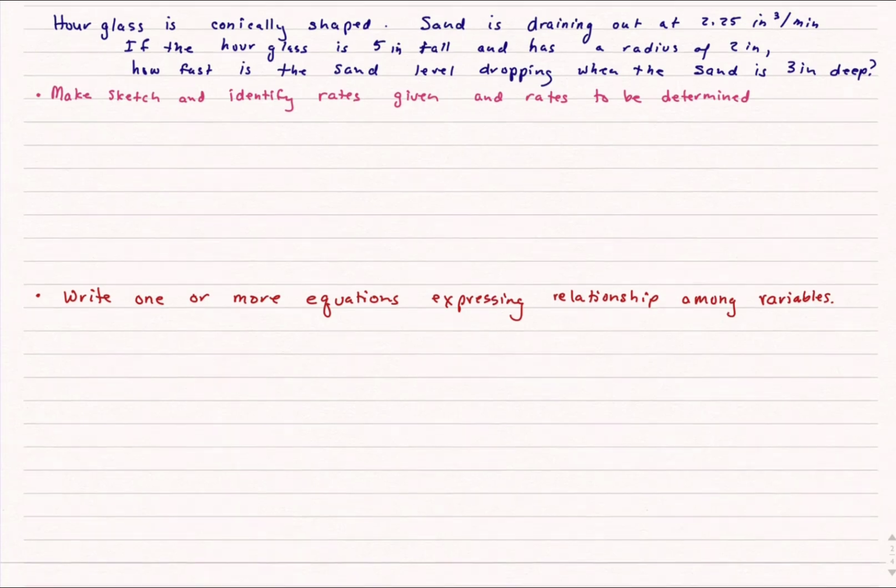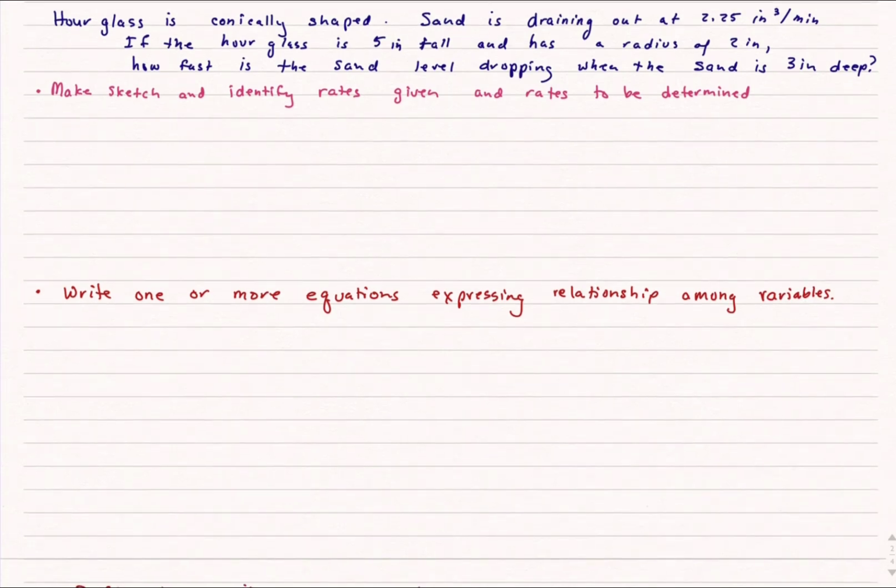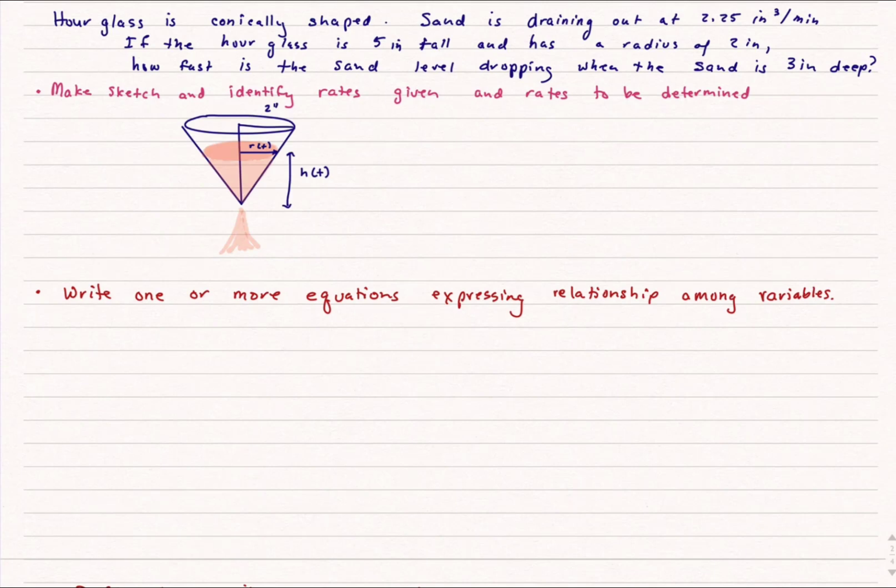So again, let's go through our steps. We're first going to make a sketch and identify the rates that I'm given and the rates that I need to determine. So here's my sketch. I've got my hourglass. It's 5 inches tall and 2 inches at the top. As time goes by, the height of the sand is given by h of t, and the radius at that time is given by r of t.